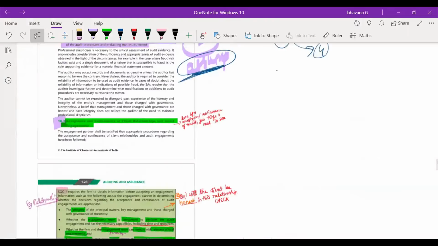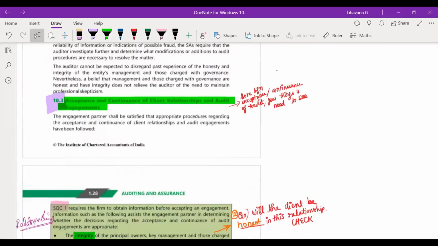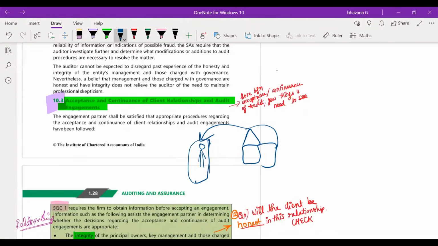Next is acceptance and continuation of client relationship with audit. This is a new point. Ethical requirements we have totally completed; this is the third point out of those 6 points: acceptance and continuance of client relationships and audit engagement. Now this year, one auditor had done the audit of financial statements. The company then tells you that next year also the same auditor can come and audit our company. If the company tells us so, how will you accept it or continue it is what we are going to see.